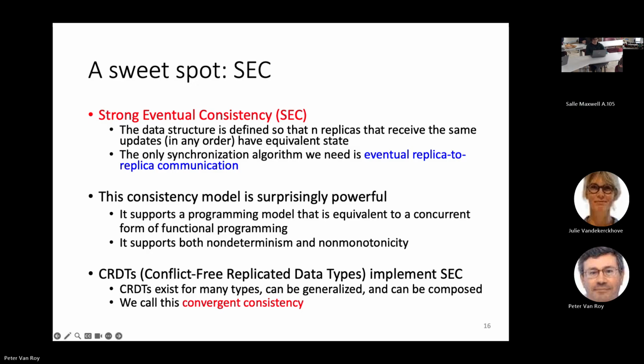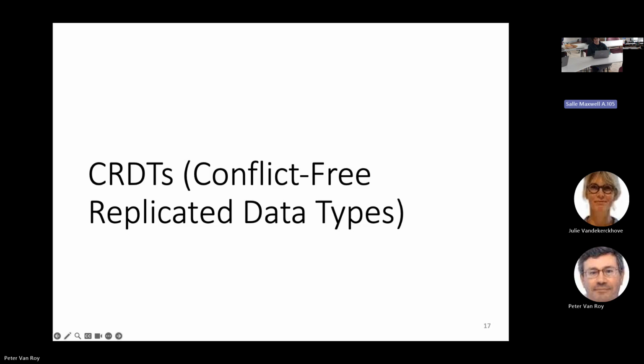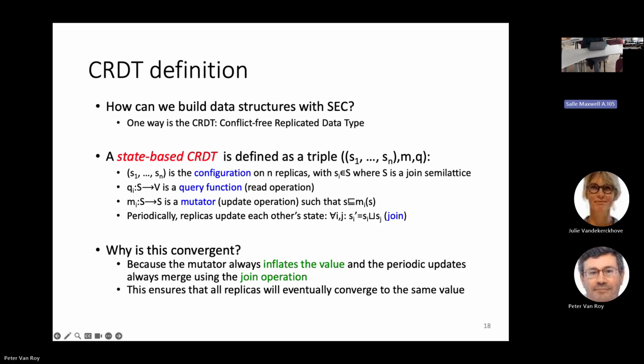Okay, so Mark Shapiro and his colleagues invented a model called conflict-free replicated data types, CRDT, that actually implement strong eventual consistency. Okay, and they exist for many types. They can be generalized and decomposed. And because of this convergence aspect, I call this convergent consistency. Okay, so let me now talk about the CRDTs, which implement strong eventual consistency.